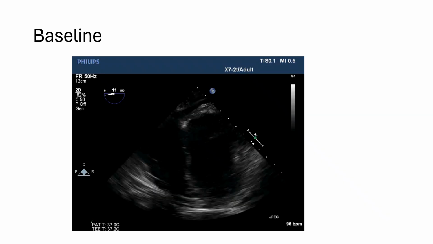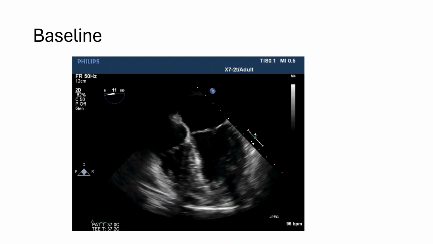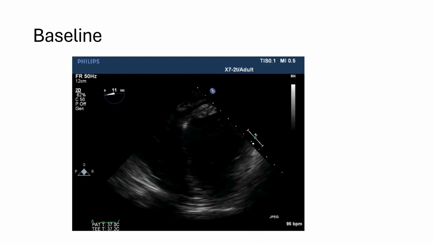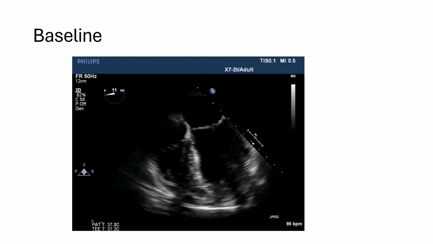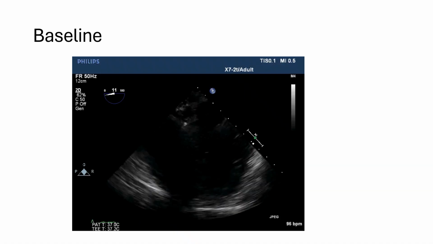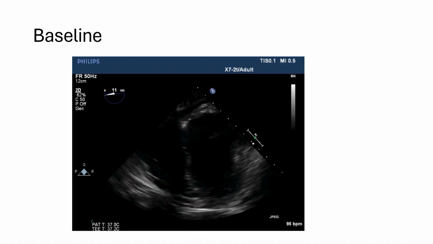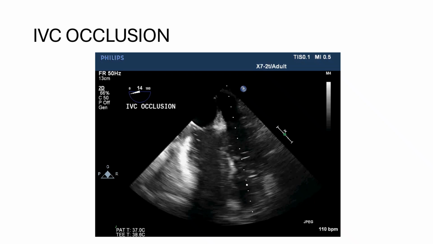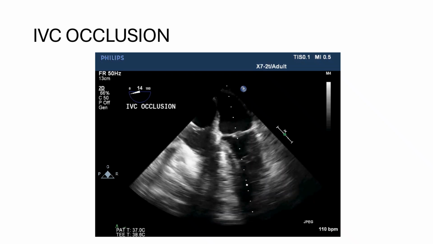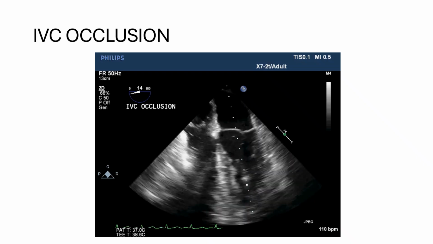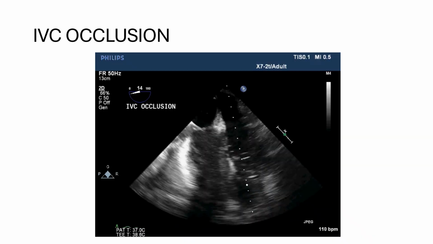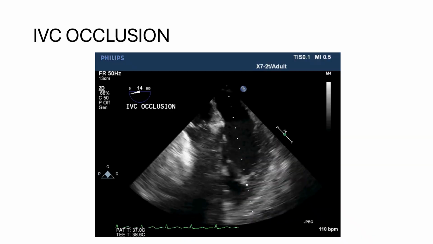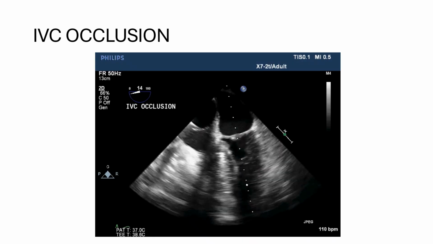This slide shows the function of the heart based on the TEE. This is the 4-chamber view, and we can see all the ventricles are functioning normally. This video is at the time of the IVC occlusion, and we can see there's significant reduction in the right ventricle volume and the left ventricle volume. We can see the ventricles are touching each other.